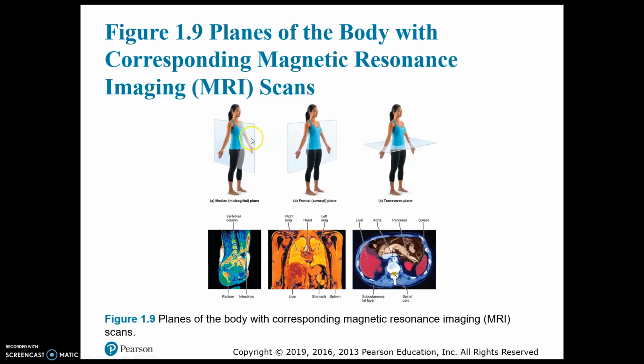So it's dividing her body into left and right sides. If it's a mid-sagittal, it's equal left and right sides. But you can have a sagittal plane that's not mid-sagittal. Okay, then we have frontal or coronal, which is going to divide the body into front and back, or anterior and posterior portions. And a transverse or horizontal plane is going to divide the body into a superior portion and an inferior portion.